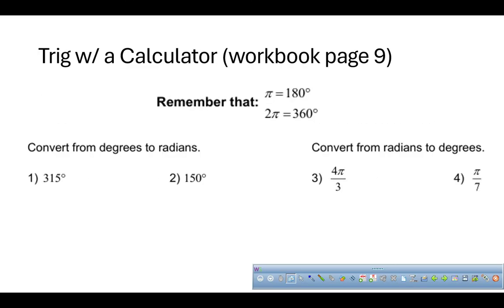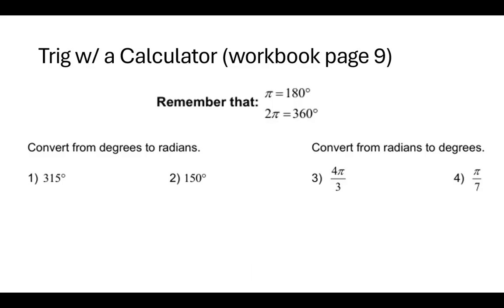So in your 10 workbooks on page 9 is trig with a calculator review. So we're going to start with conversions. Here's what you need to know. You can use either of these converters. You already know this. Pi is equal to 180 degrees. 2 pi is 360. You can use either of them when you're doing your conversions.